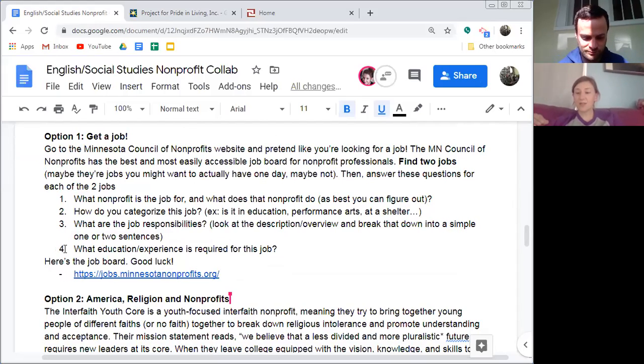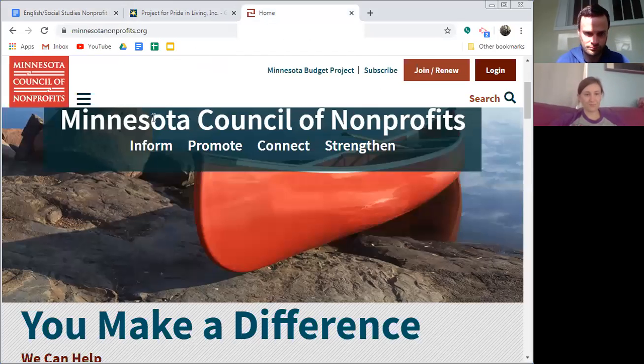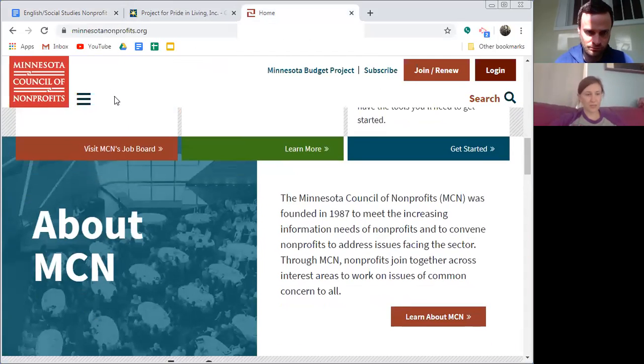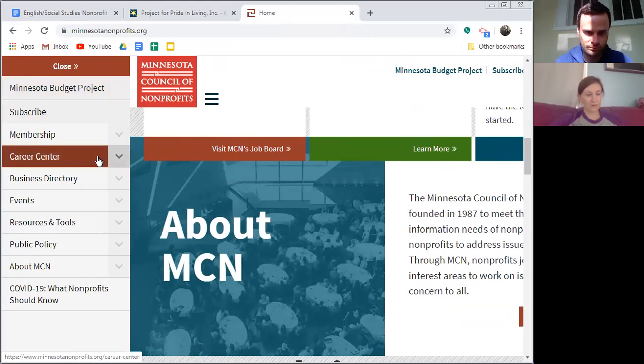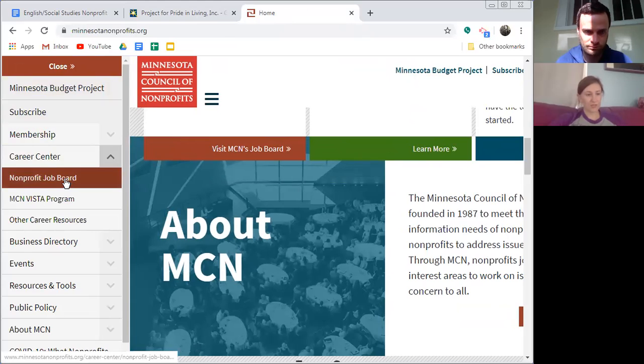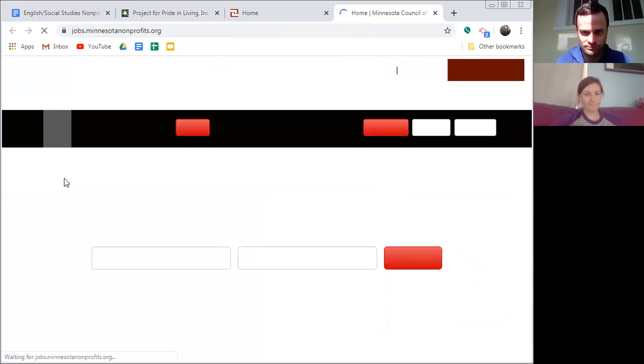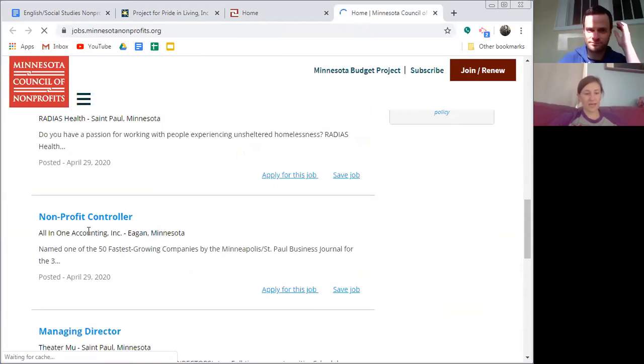And this is gonna work really well for people that maybe wanna work in nonprofits, work in the arts, or do some charity work later in life. You are gonna go to this job board for the Minnesota Council of Nonprofits, and you are gonna find 2 jobs on the job board. So it's right here. All you gotta do is go to Career Center, then Nonprofit Job Board. So you're finding, like I said, any 2 jobs.